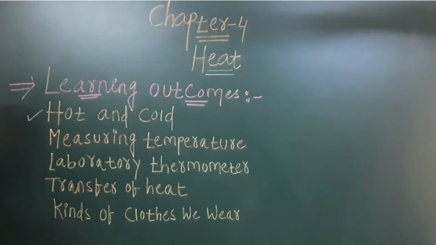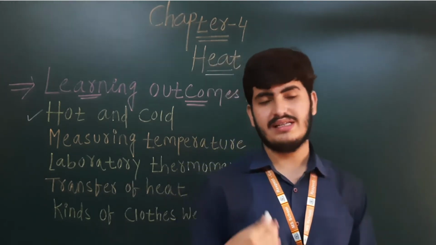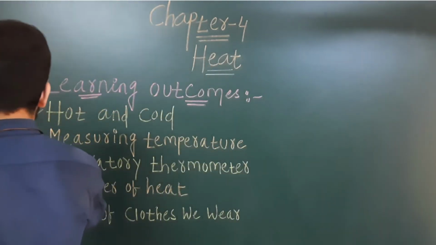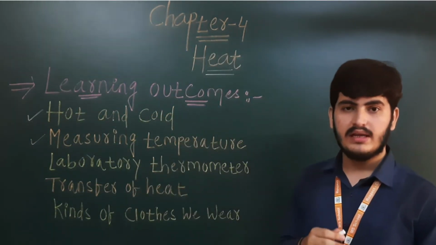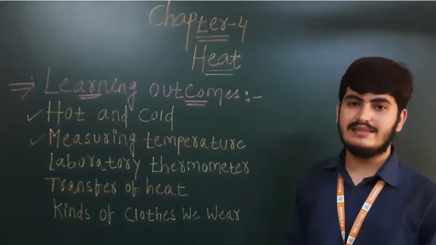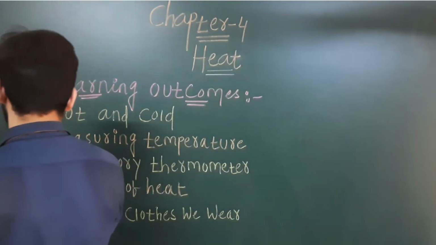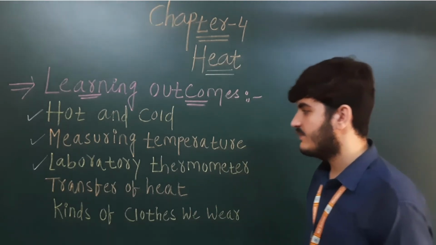The first one, hot and cold. We will come to know about different types of objects, which one is hot and which one is cold. About measuring temperature, and how to measure the temperature using the clinical thermometer. How we have to measure, what a thermometer looks like, all the things I will show you. The laboratory thermometer, I have told you thermometers are of 2 types. Transfer of heat.